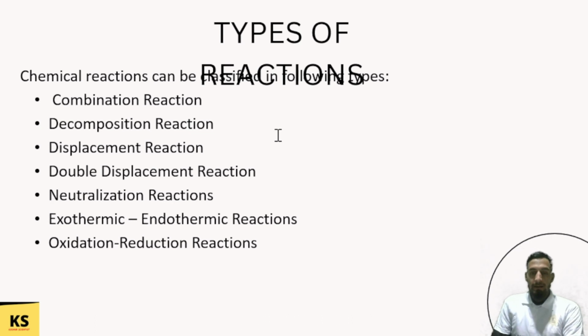Today we will be taking the second part of the chapter chemical reactions and equations, that is types of reactions, and in which we will be discussing these types of reactions. First is combination reaction, decomposition reaction, displacement reaction, double displacement, neutralization, exothermic, and oxidation reduction reaction.